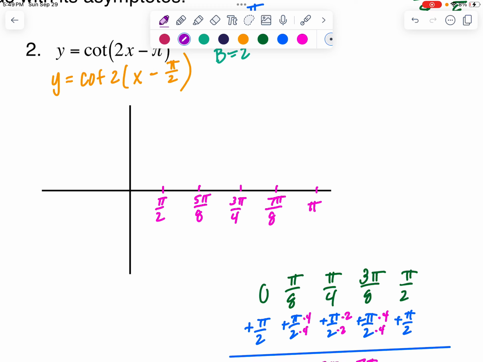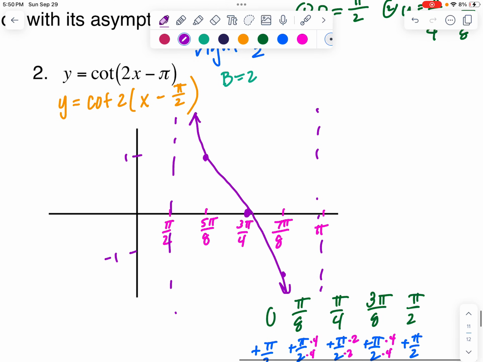Okay, here are my asymptotes. Again, I'm going to go up to 1 and negative 1, so then here are my points. Oops, and there's my graph for this equation. We are done.